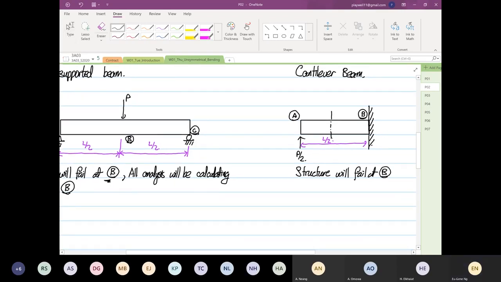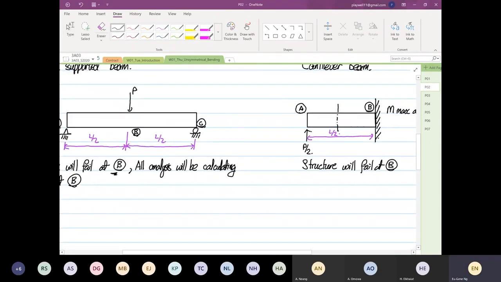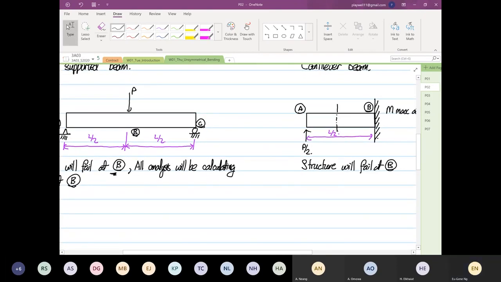Okay. Now, why is that at B then? Because for a cantilever beam, right, your bending moment will be maximum at point where? At point B. Okay. Now, don't take my word for it. Why don't you carry out an experiment on your own to see where it will fail.